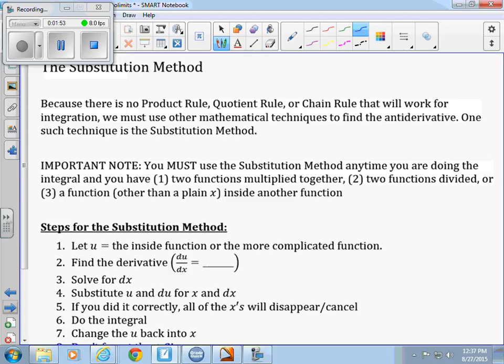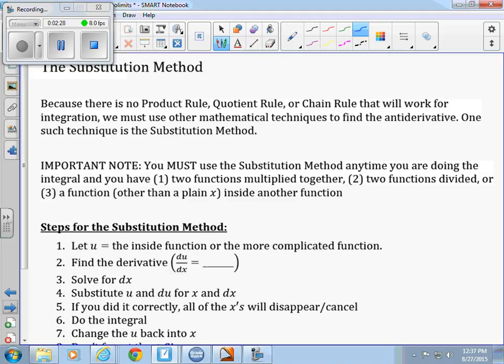Because there is no product, quotient, or chain rule that works for integration, we must use other mathematical techniques to find the antiderivative. One of those techniques is called the substitution method. In calculus AB, this is the only integration method they learn. This is where you stop as far as integration goes in AB. We will learn some further techniques in this class, not in this chapter, but we will learn some further integration techniques.